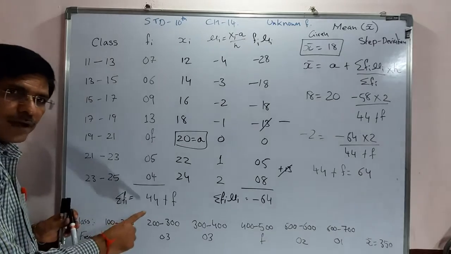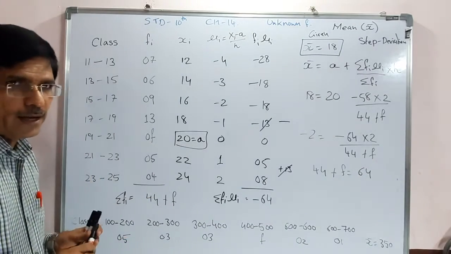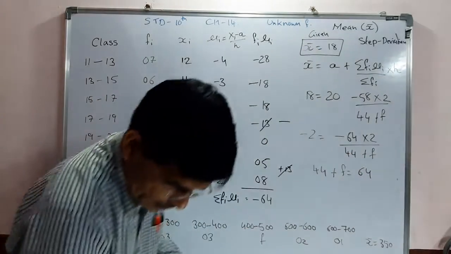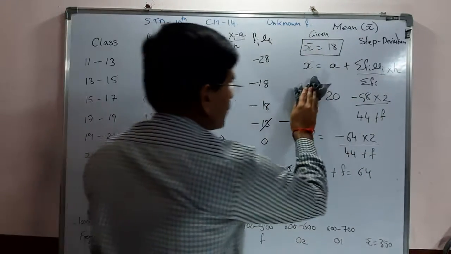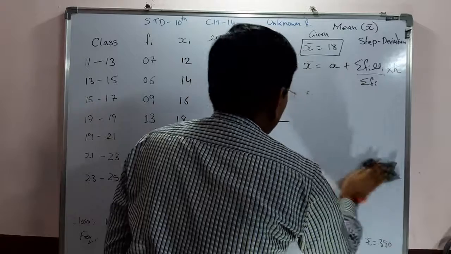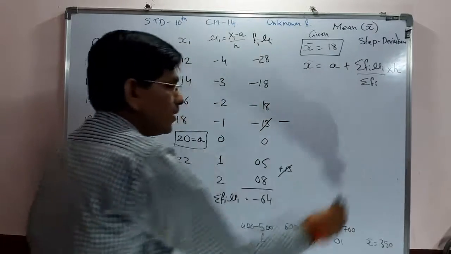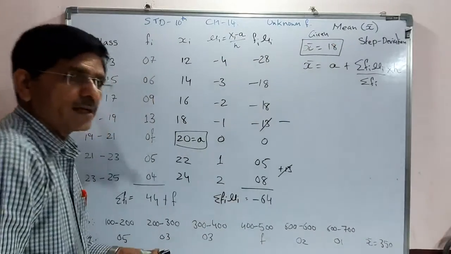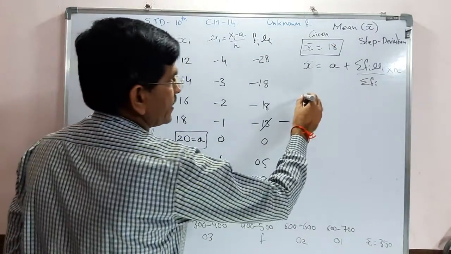Sigma fi we have got as 44 plus f. Now we have to put everything in the formula. So when we put in the formula, we have to do the calculation. How can we do the calculation? Always we know what is given: x bar is given. So I have to put x bar, 18, here.